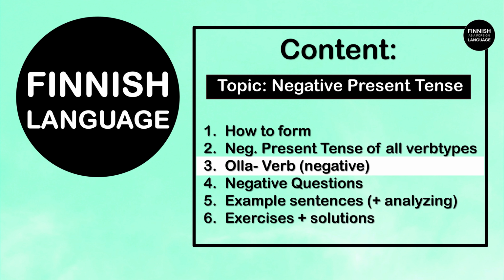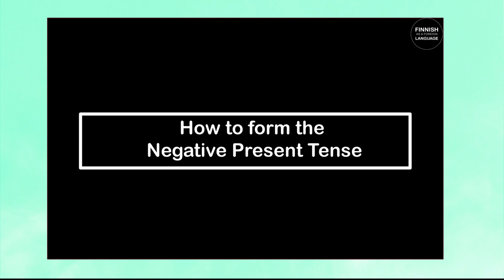This chapter is, by the way, at the same time also a repetition of how to find the verb stem. Then we carry on with the olla verb in its negative form, followed by chapter 4, in which we will focus on how to form negative questions such as don't you or don't we, and so on. In chapter 5 we will as always go through some example sentences, followed by chapter 6, where we are going to practice what we've learned today by solving some exercises together. So let's start with our first chapter, how to form the negative present tense.